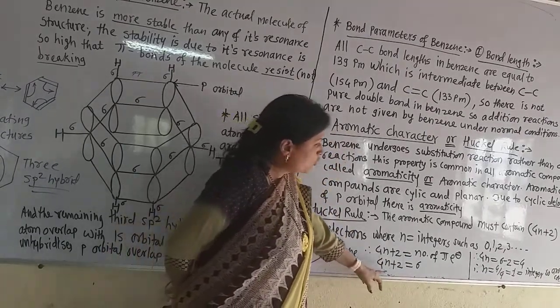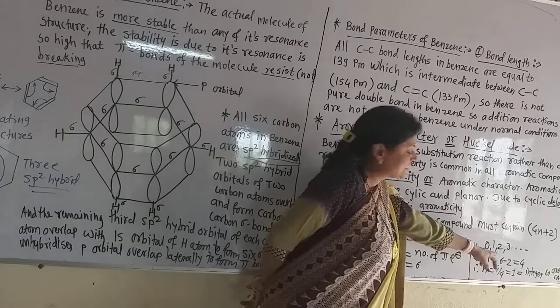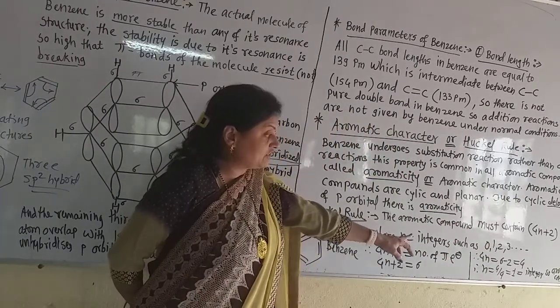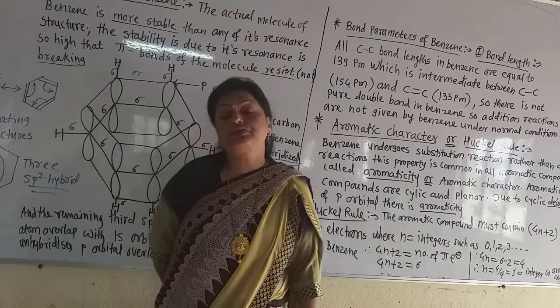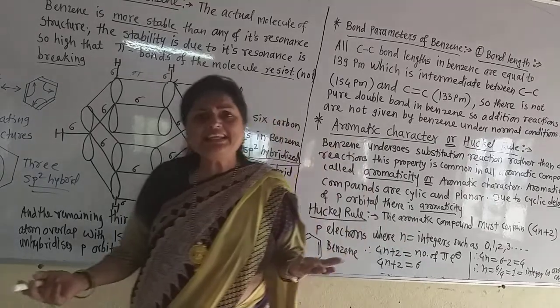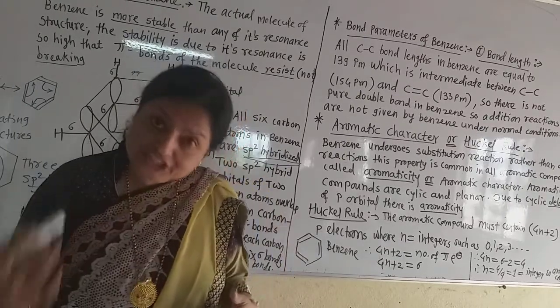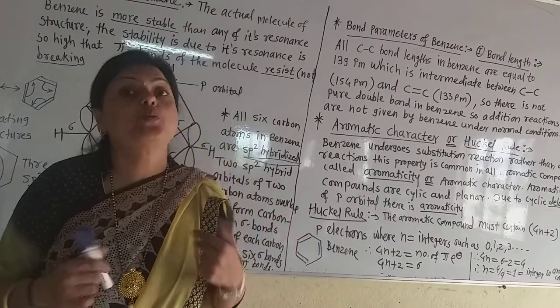That means 4n is equal to 6 minus 2, which is equal to 4. And n is equal to 4 divided by 4, which is equal to 1. And 1 is an integer. What does this show? As 1 is an integer, this shows that benzene is an aromatic compound.